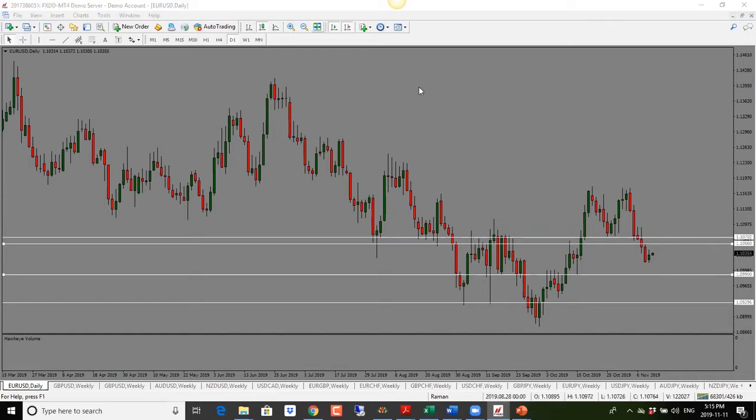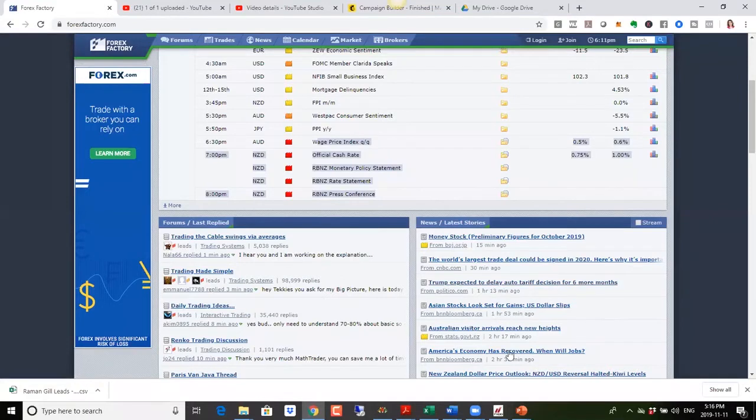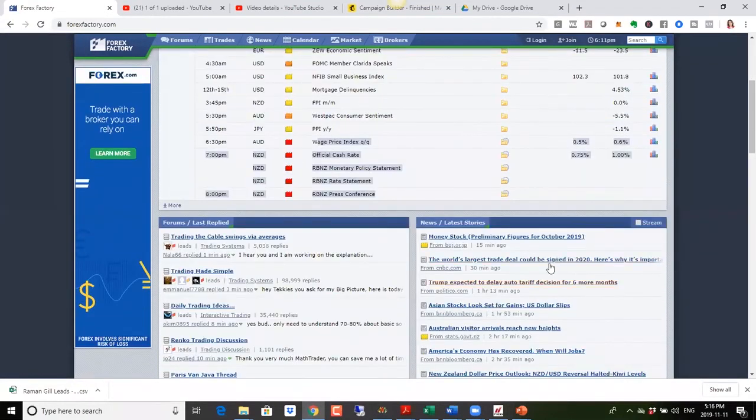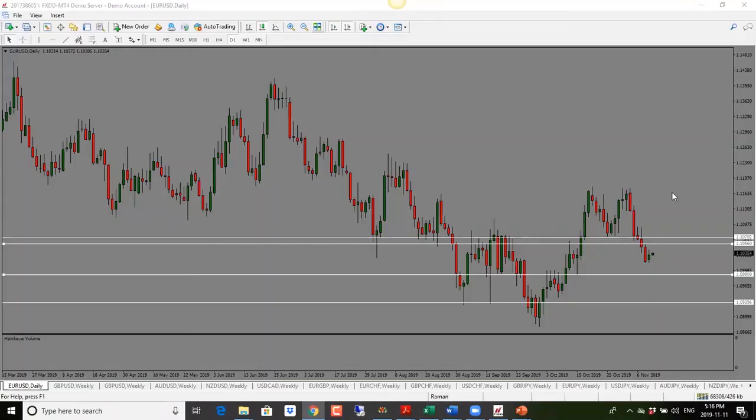Sorry, quick question here. How did I get the news stories below here? They just automatically show up. So if you just scroll down on your Forex Factory, you'll see all these news stories in Forex Factory.